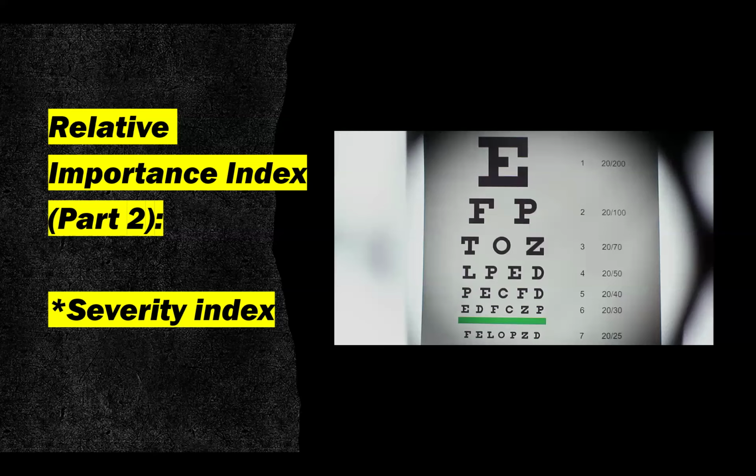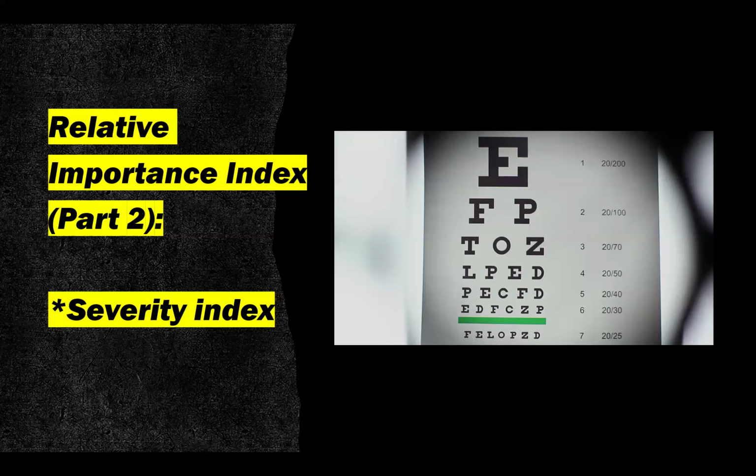When it comes to other things, you can also compute the severity. It's not always the case that you have to compute severity for only risk. You can compute the severity of anything, just like what we saw the last time in my other video. So if you want more idea about the relative importance index, I encourage you to check my video on relative importance index part 1.